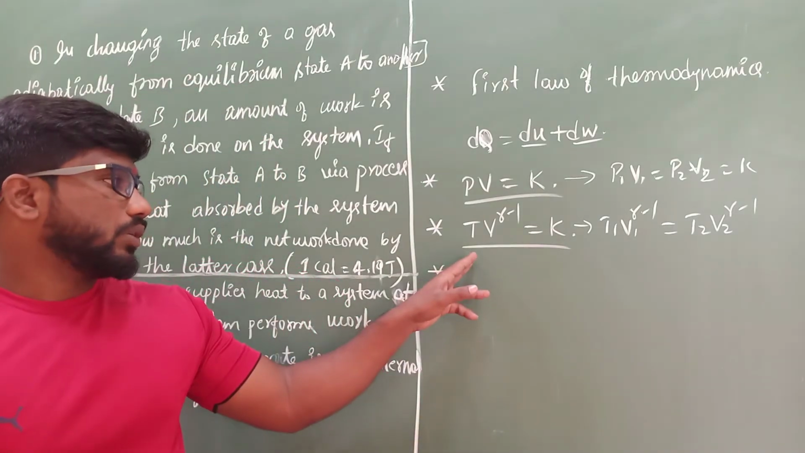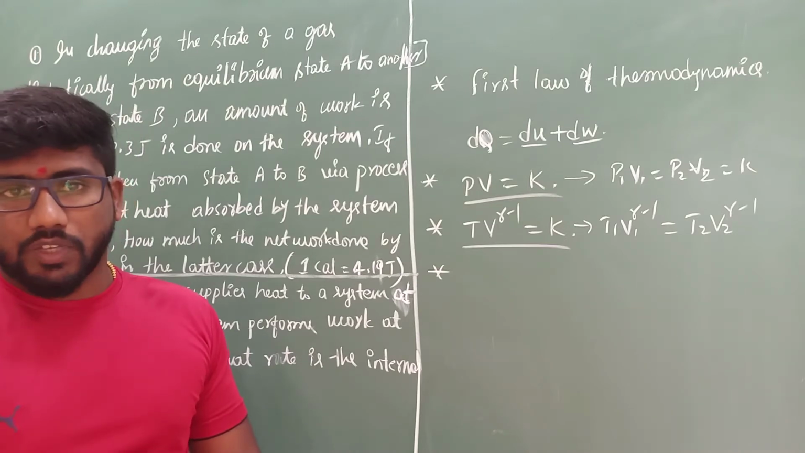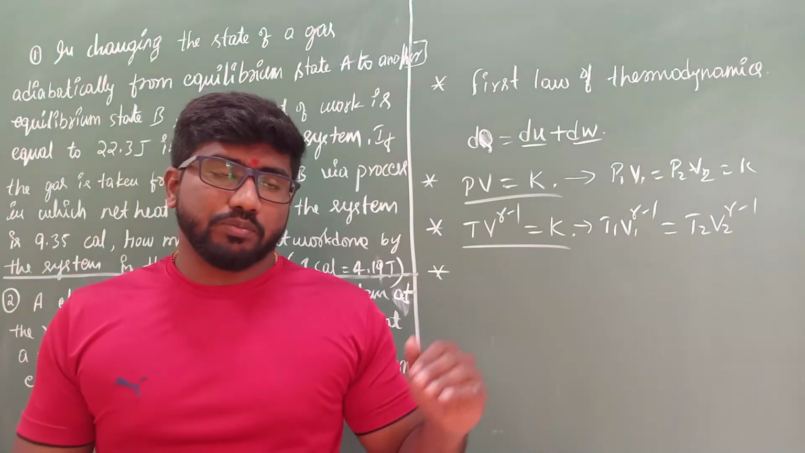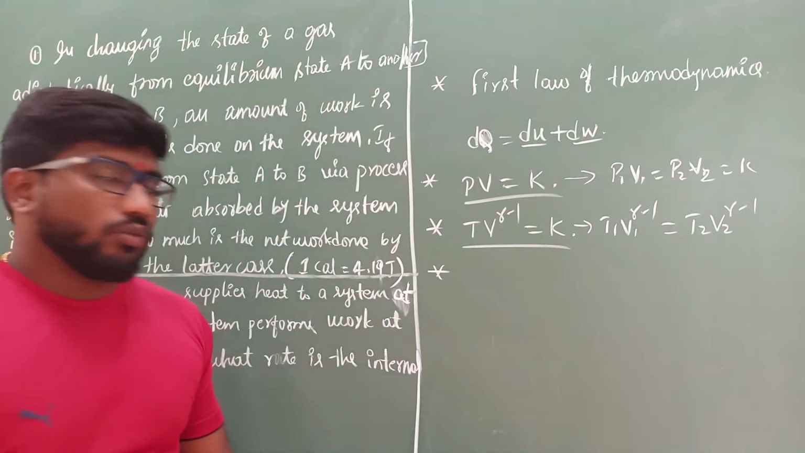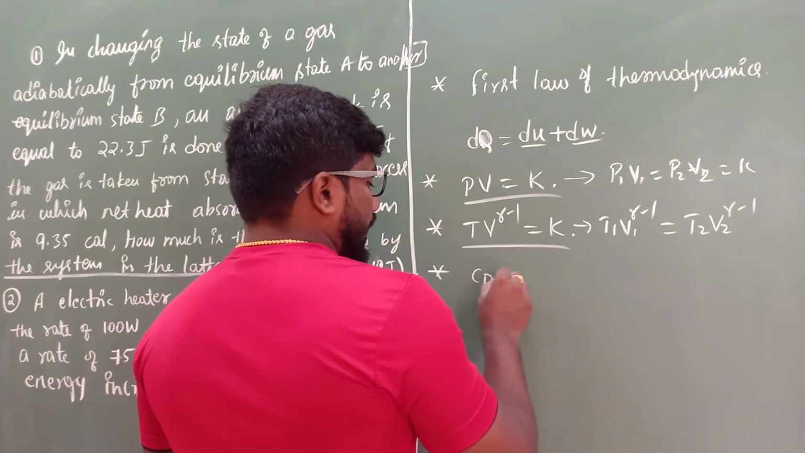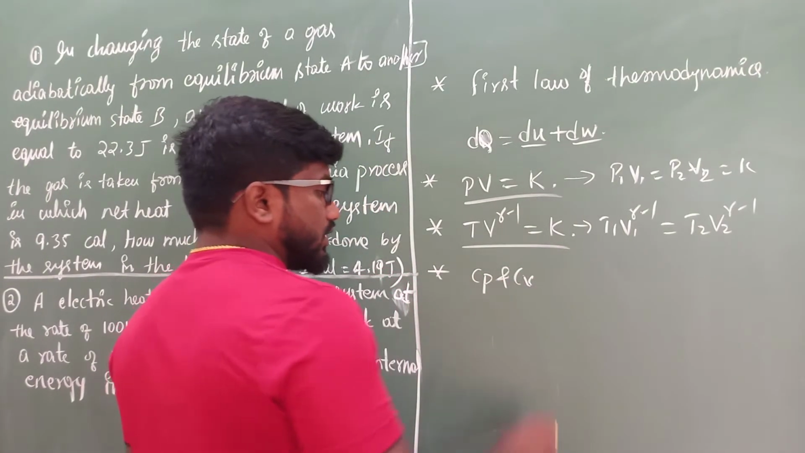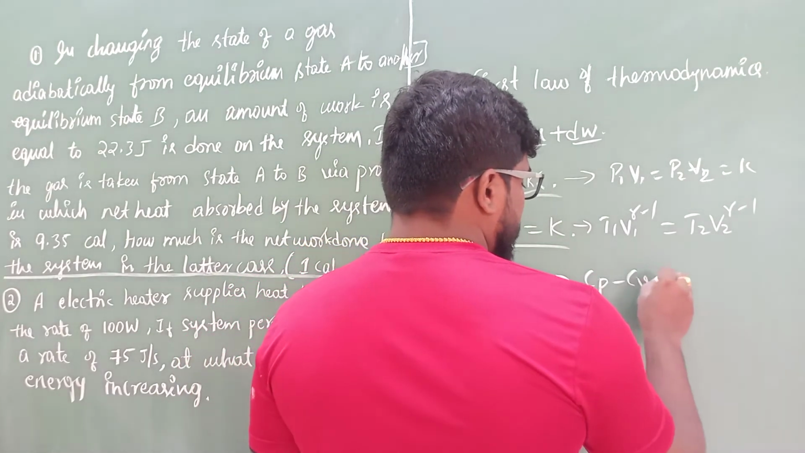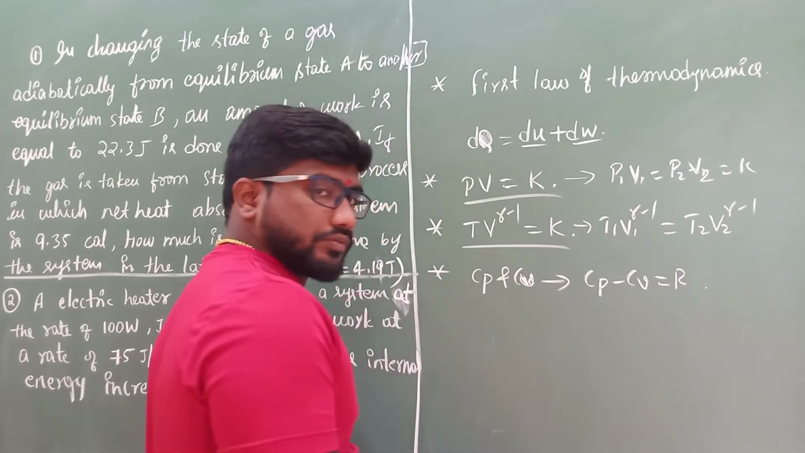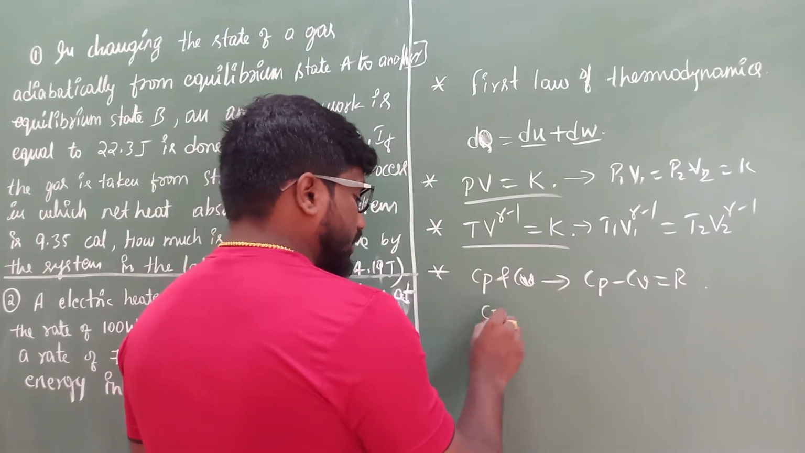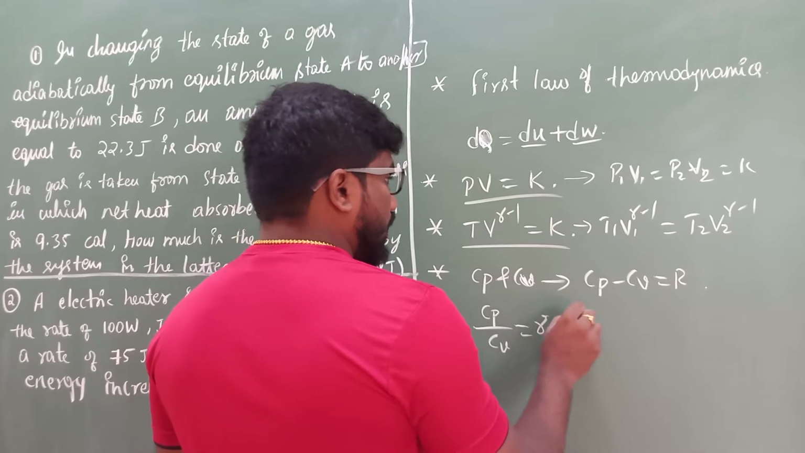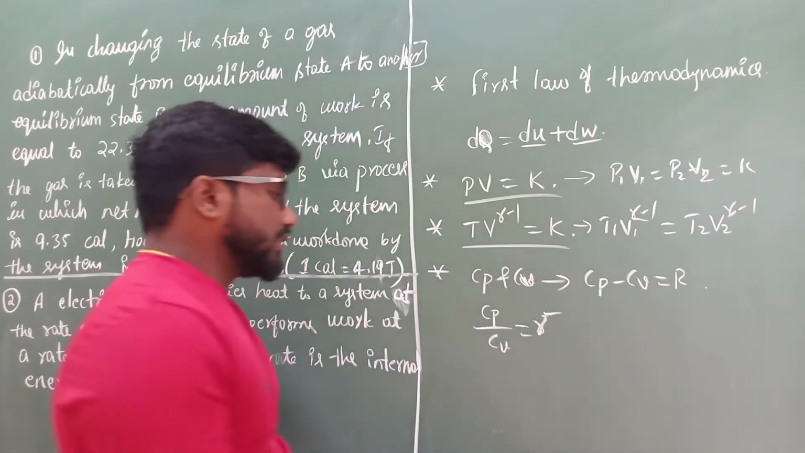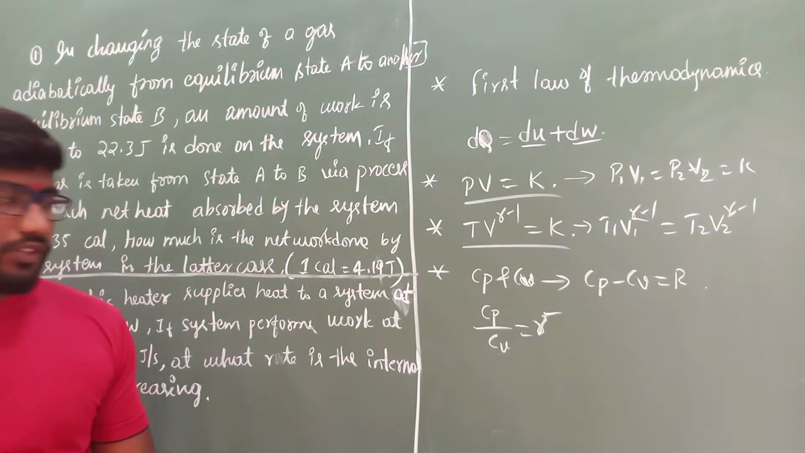Now, apart from this, we have the relation between the molar specific heat capacity at constant pressure and the molar specific heat capacity at constant volume, that is, Cp and Cv. What is the relation between Cp and Cv? Cp minus Cv is equal to R. And we have one more relation: Cp by Cv is equal to gamma. So gamma is given by Cp by Cv.